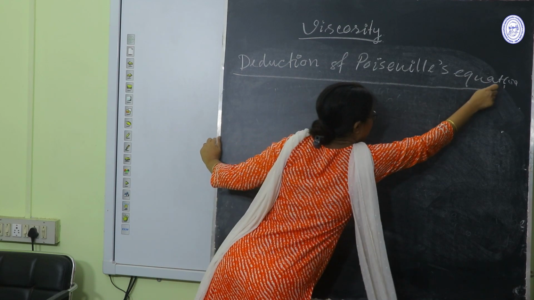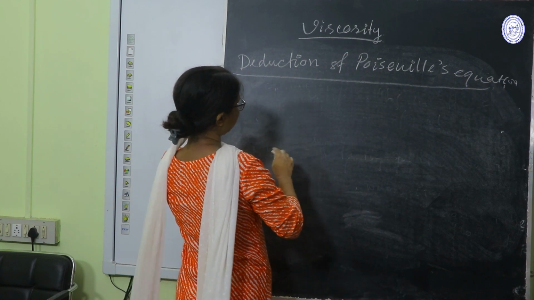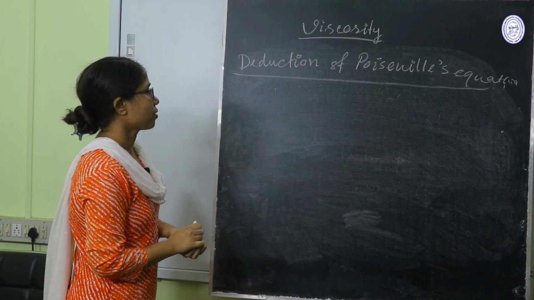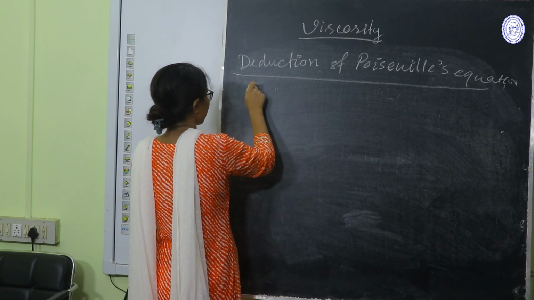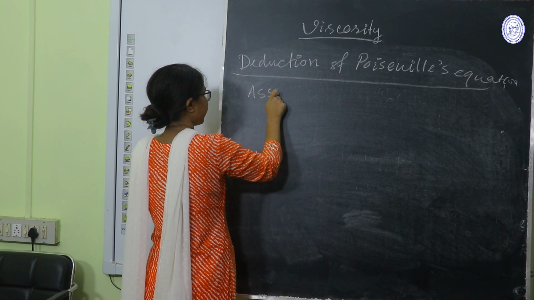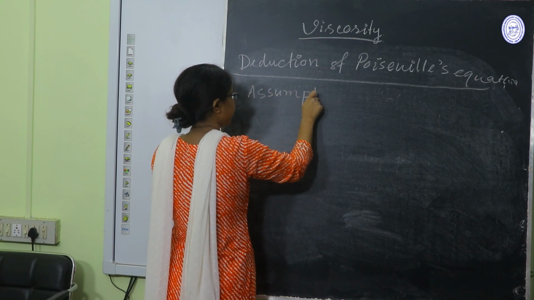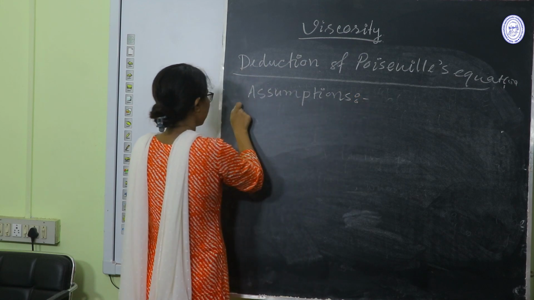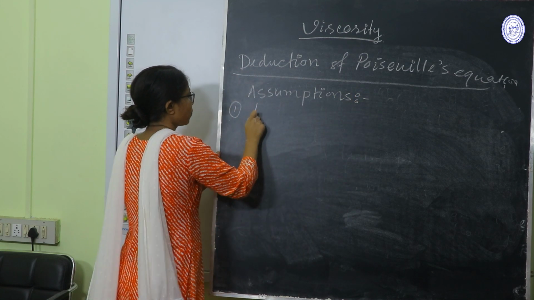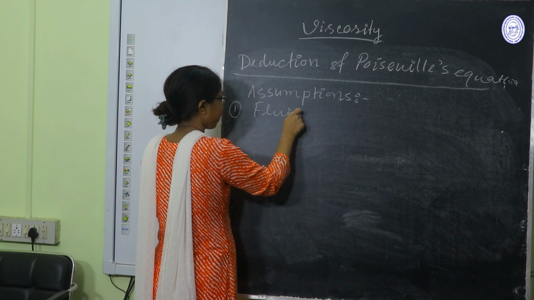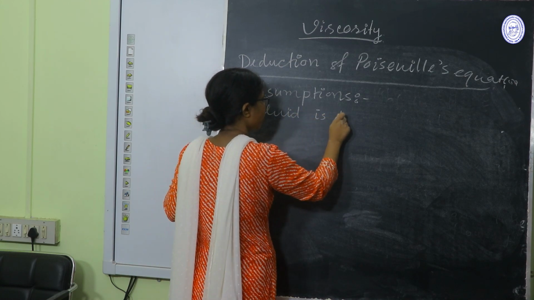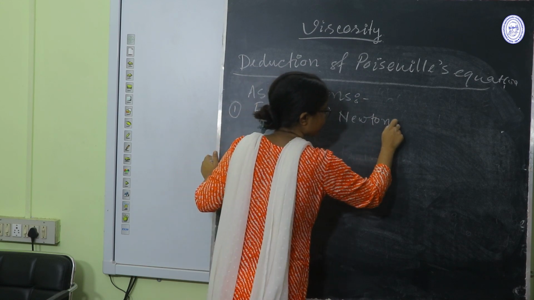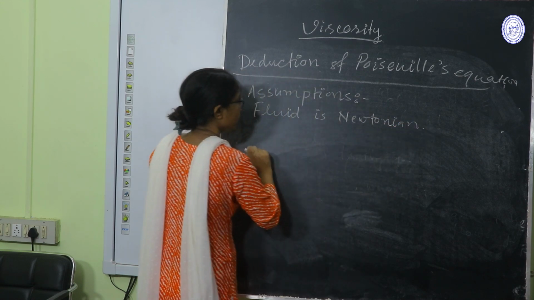Equations. To deduce Poiseuille's equation, here are some assumptions. First, the fluid is Newtonian. Now we know what a Newtonian fluid is.